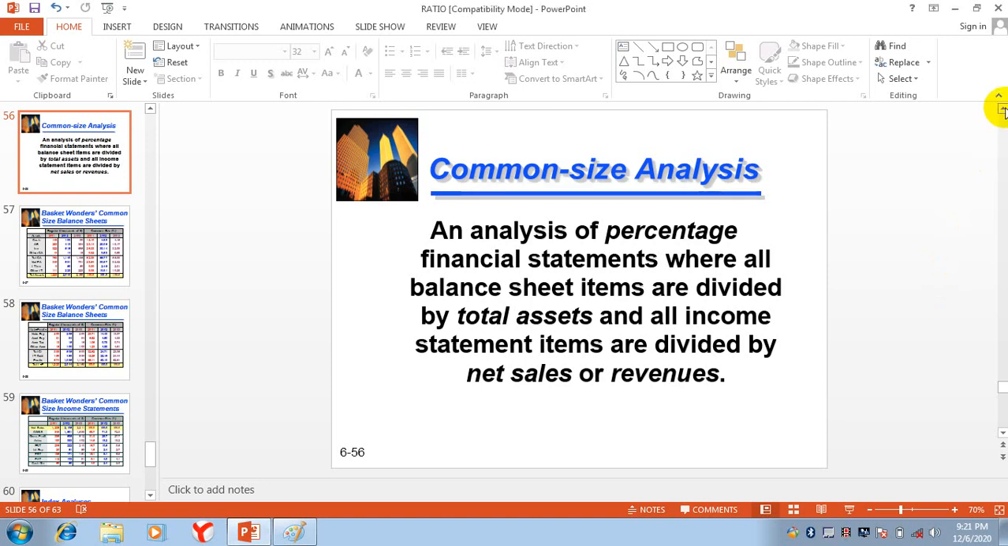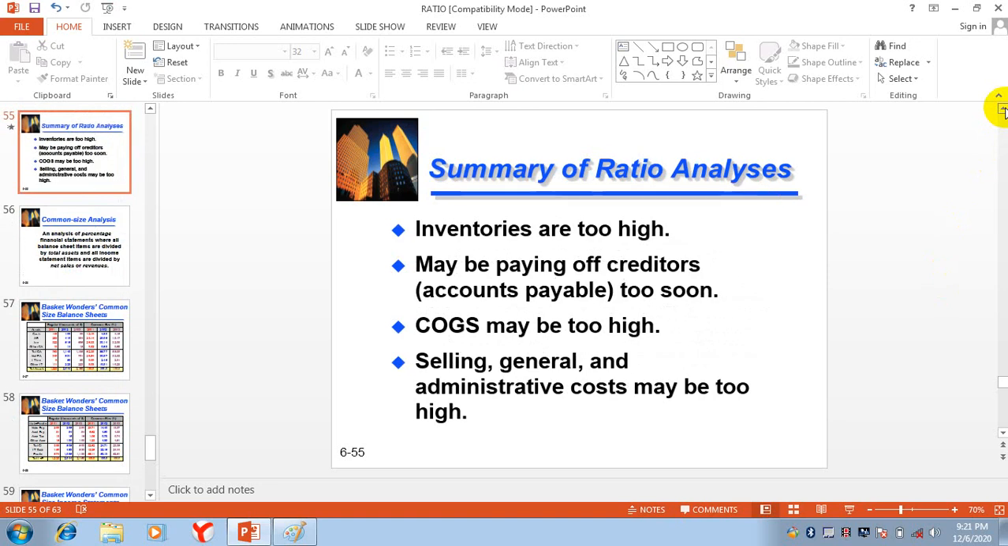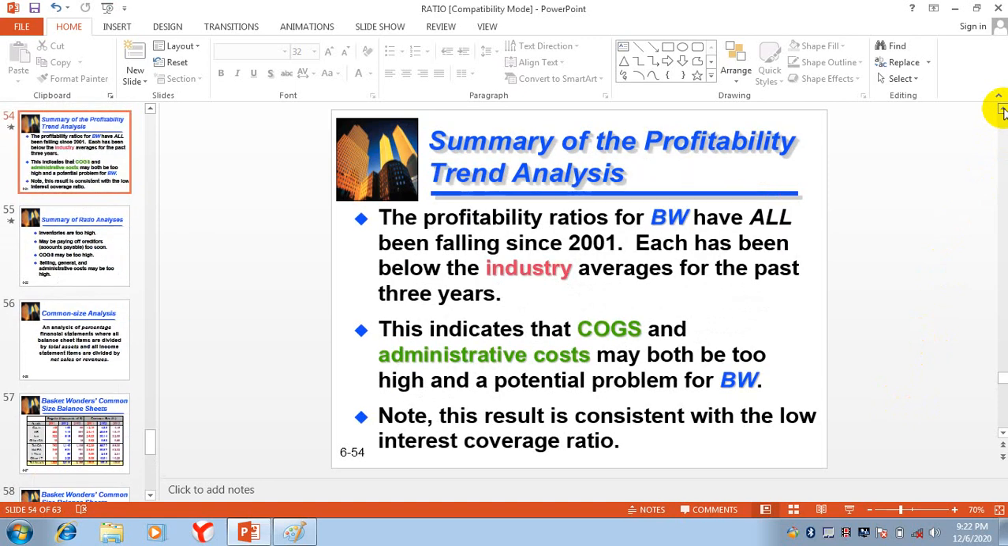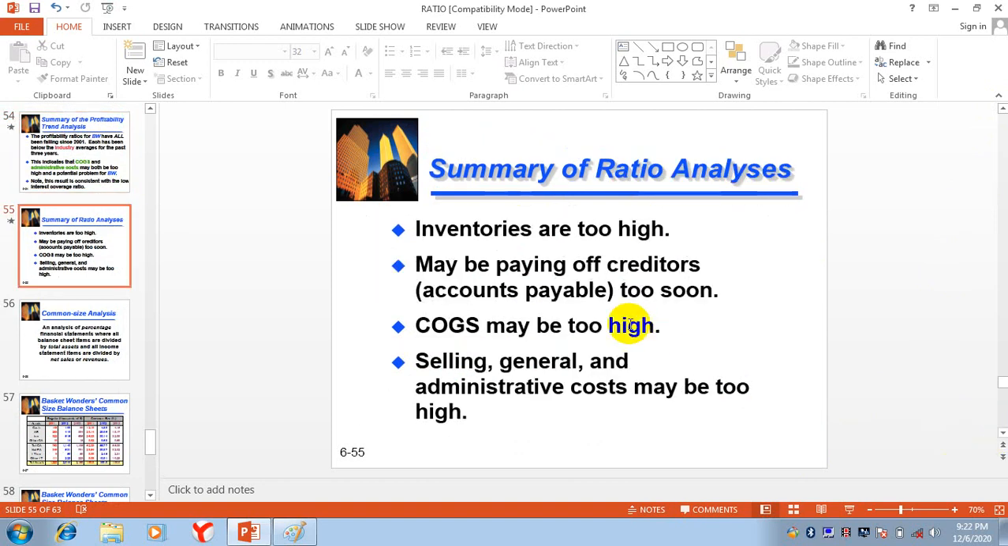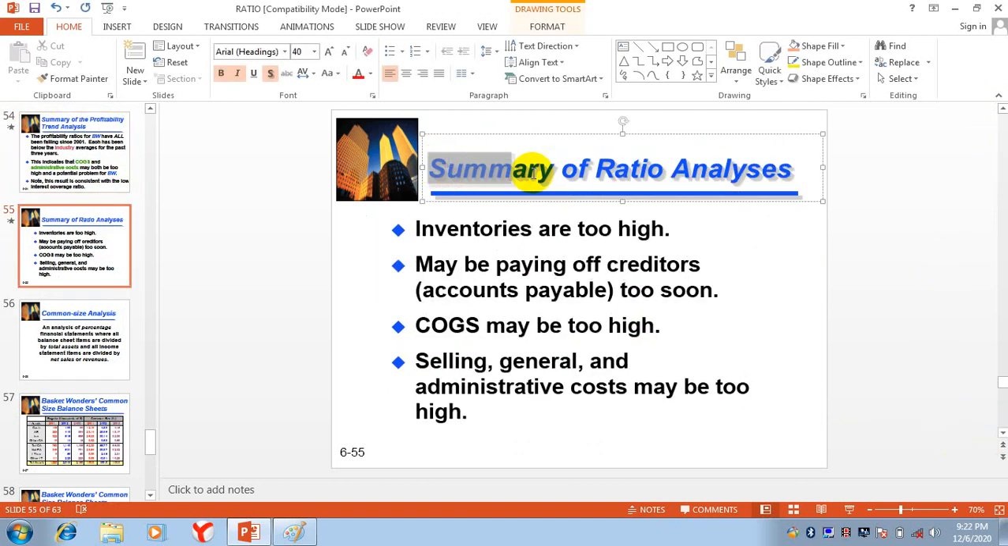In the previous class, we discussed profitability ratios, and then we discussed the problems in the profitability trend analysis, and then we discussed the summary of the whole ratio analysis.